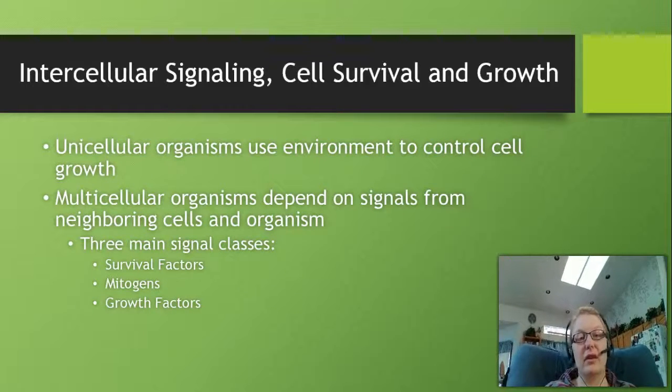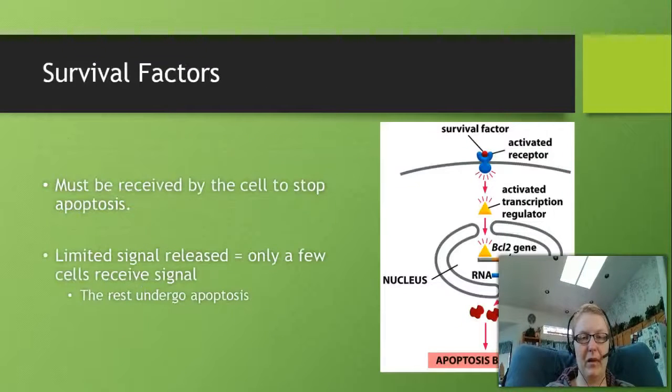So unicellular organisms will use the environment to control cell growth. They're a lot more flexible in that case. Multicellular organisms, your skin doesn't know what the outside environment necessarily is like, and so it relies specifically on signaling from the other cells in the body and nearby cells. And so this is where all that intercellular signaling comes along that we were talking about. And there's three main signal classes. There's the survival factors, the mitogens, and the growth factors. And we're going to talk about each of these signals here in the next couple slides.